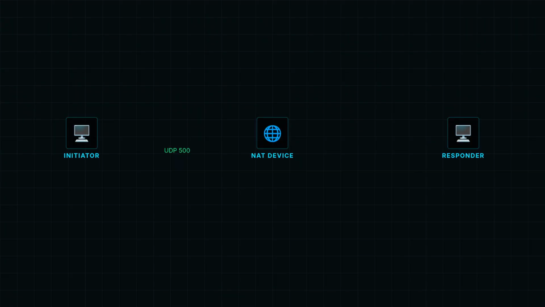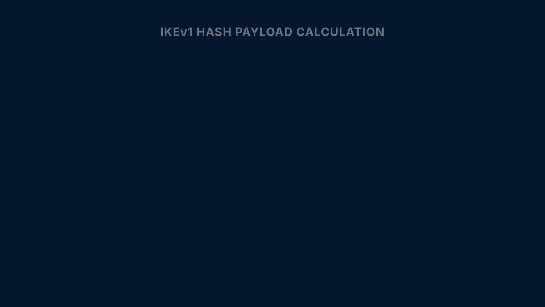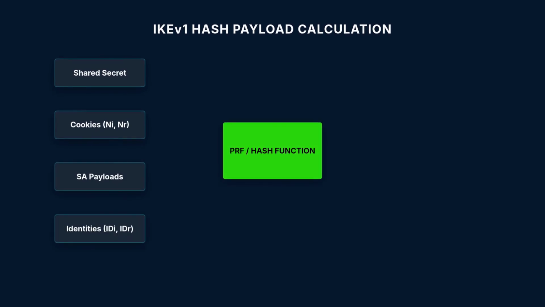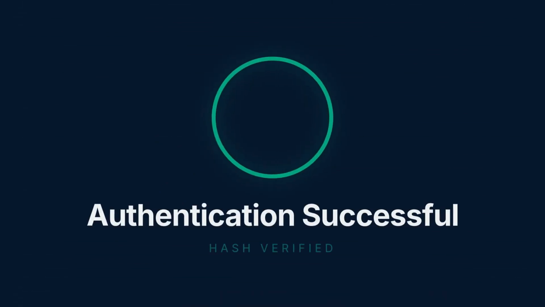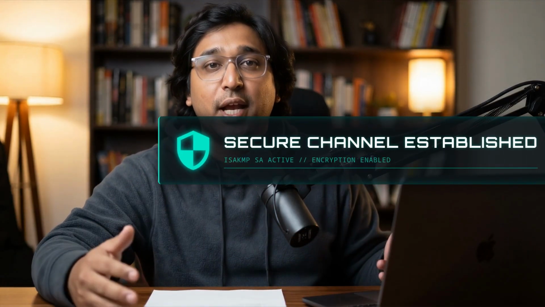Now, identity payloads are exchanged, including the IP address or host name. If a NAT device is detected during this phase, the negotiation immediately migrates to UDP port 4500 to allow for NAT traversal. Along with identities, each peer sends a hash payload calculated over the shared secret, cookies, parameters, and identities. The receiving peer recalculates the hash. If the values match, authentication succeeds. At this point, an ISAKMP security association is established, and the secure channel is ready.